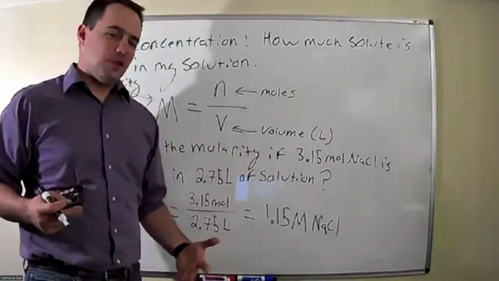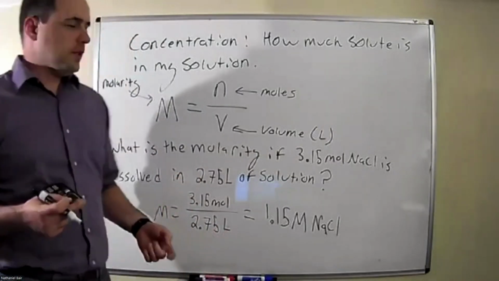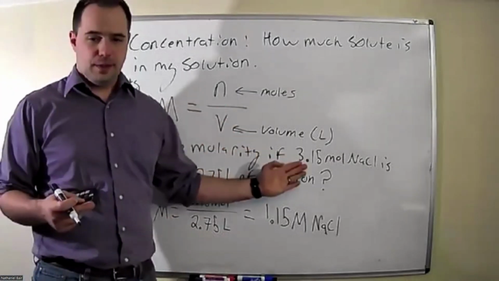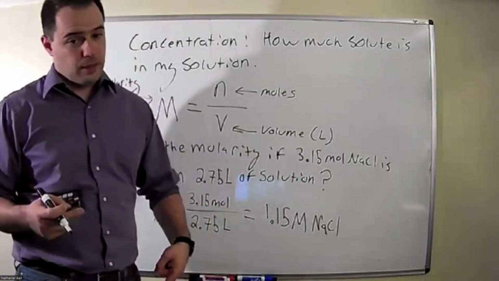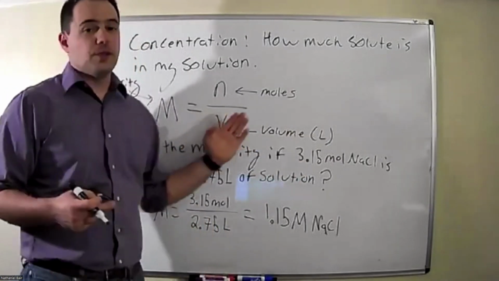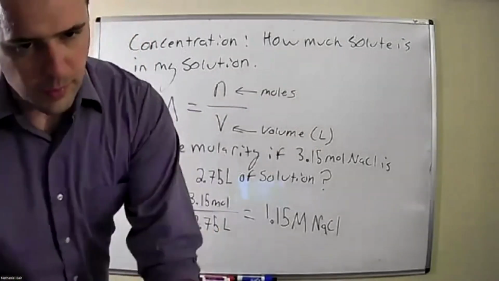Obviously, if you think really hard, you can see how this is going to get more difficult. Instead of me giving you the moles, what if I give you the mass? Well, then you'd have to convert that to moles using the molar mass, right? What if I gave you the volume in milliliters? You'd have to divide it by 1,000 to turn it into liters. Let's look at a problem like that.